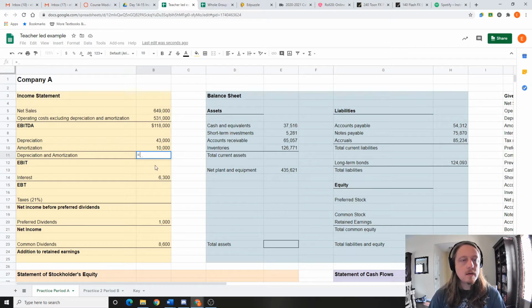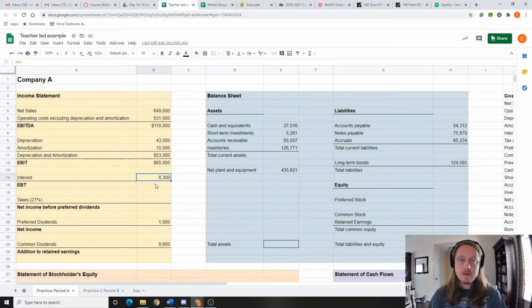all right, we have 118,000 minus, oh, what am I doing? Sorry. We have the 43,000 plus the 10,000. That's my depreciation and amortization. And so now my earnings before interest and taxes, having taken out depreciation and amortization, equals my EBITDA minus depreciation and amortization, 65,000. Sweet. So this is earnings before interest and taxes. So we still have interest and taxes to take out.